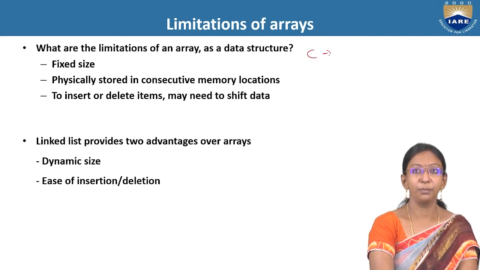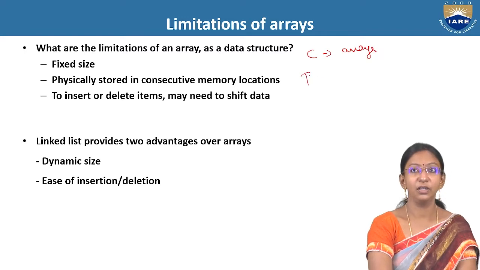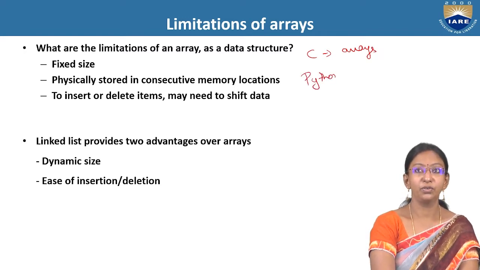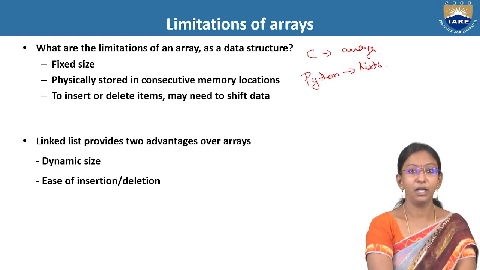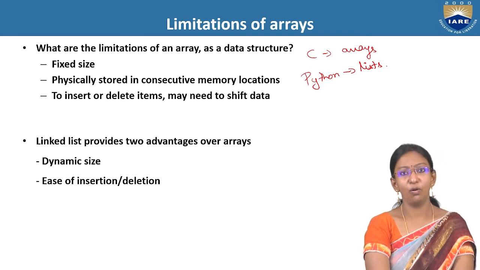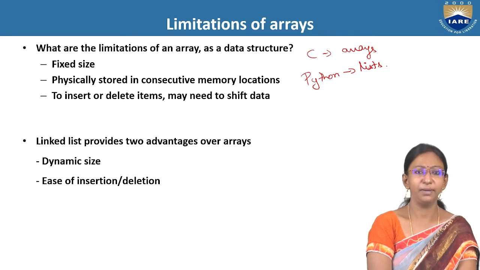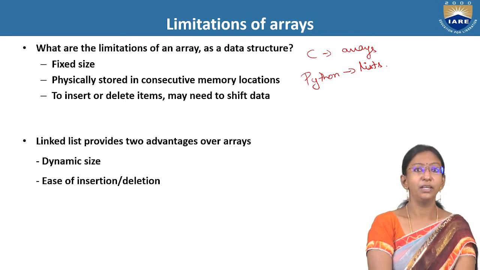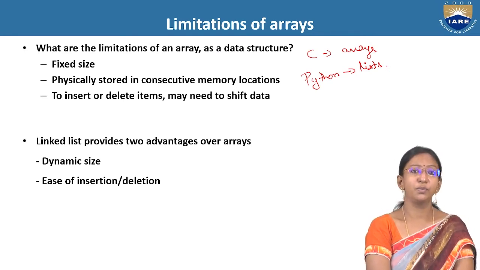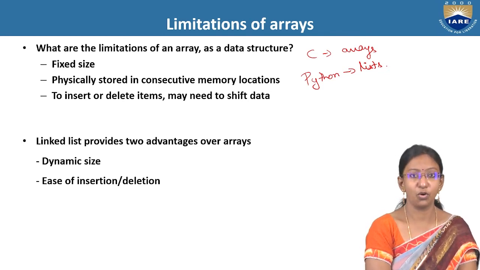In C programming, we talk about arrays which are homogeneous in nature. Coming to Python, we talk about lists which are heterogeneous in nature, right? So when we work with arrays or with a list, the size will be fixed initially, which can be extended in the future. Second, the data is to be physically stored in contiguous memory locations. That is one of the drawbacks.